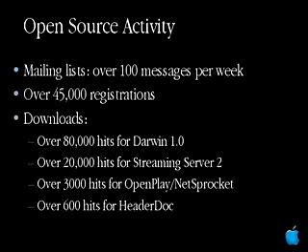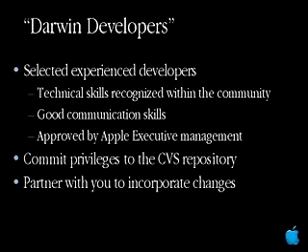Downloads, since Darwin 1.0, a little over a month ago, is where these stats have come from. We've had 80,000 hits for download of components for Darwin 1.0. And that's a pretty significant number of downloads, and this is pretty well just in the past month. 20,000 hits for the streaming server version 2, 3,000 for OpenPlay and NetSprocket, and 600 hits for header doc. And header doc is something you'll definitely want to learn more about, and we'll talk about that later in the session.